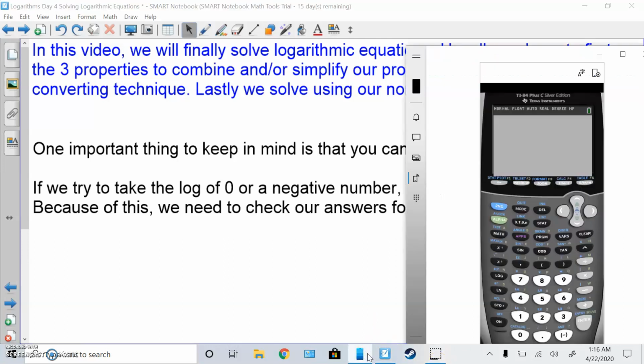If I log any positive number, any base, for example, log base 10 because it's easy, of 6, I get an answer. That's fine. I can also log a decimal. Log base 10 of 0.2 is an answer. It's negative, but that's okay.